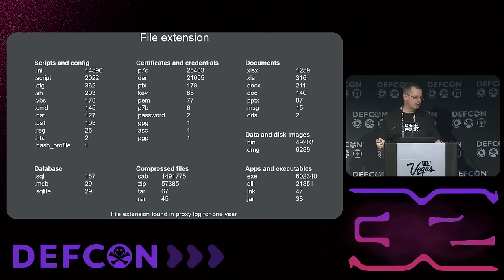So passing through the log files and looking for all the file extensions that are downloaded. This is some of them. This is the highlighted one. It's a bit scary to see all the credentials and certificates, and there's the executables, there's database files, there's scripts, so I could replace a script, and if the client is executing the script on the machine, it's not a good thing for the client.